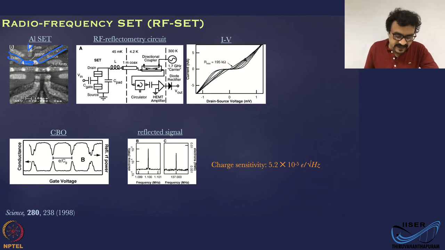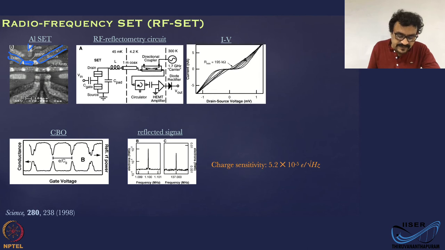and you have the Coulomb blockade oscillation here, and that is the change in the device impedance. This is basically, the Coulomb blockade oscillation is nothing but the change in the device impedance as a function of gate voltage, okay, or device conductance.